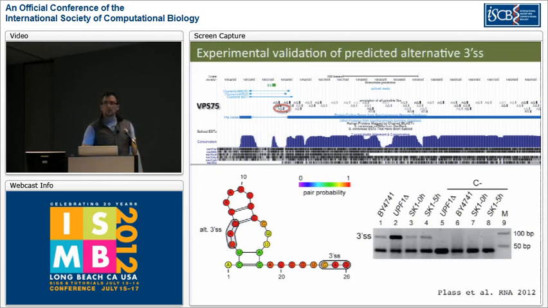So the color means red is the pair probability. If it's in a base pairing position, it means it's highly likely to be in a base pairing position. If it's outside, it's highly likely not to be in a base pairing position. So that means that we have quite a strong base pairing here, but this one is quite strongly not in a base pair. So this is the alternative one, which is the intronic one.